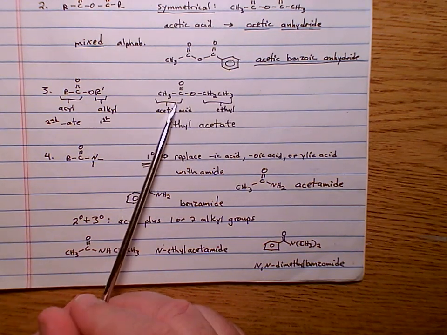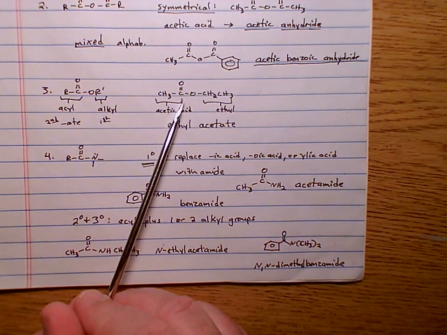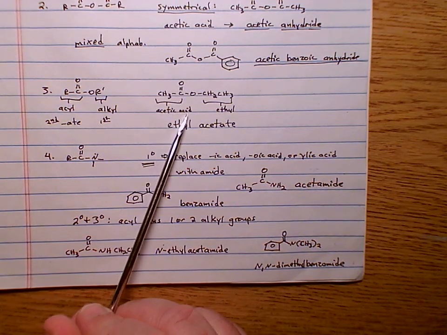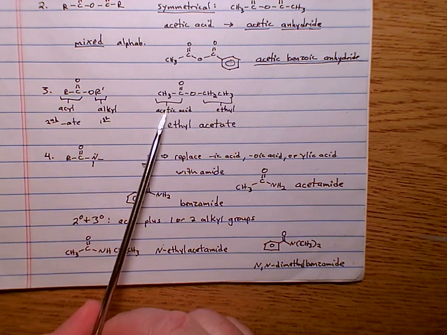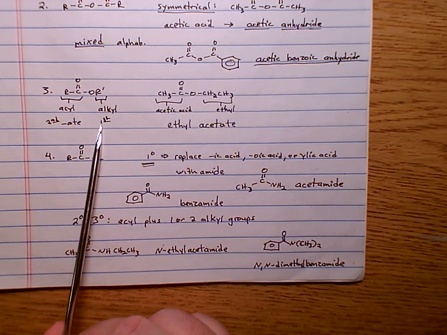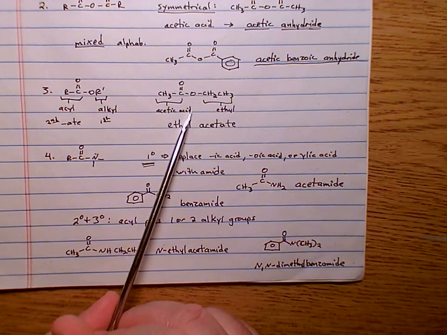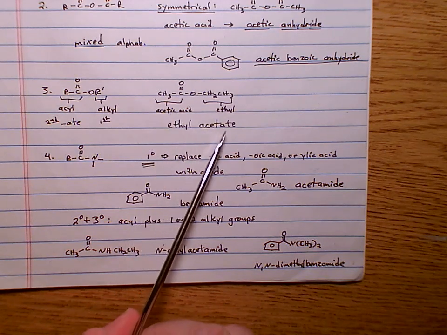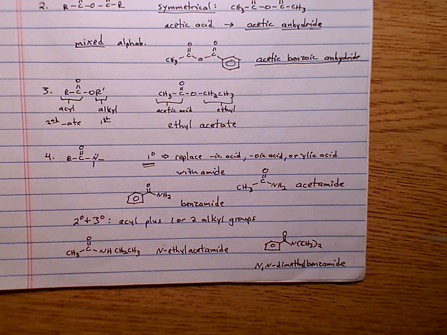What if this were part of a carboxylic acid? Well, it would have been acetic acid. We're going to drop "ic acid" and just add "ate." So the first thing we name is the alkyl group, ethyl. Acetic acid without "ic acid" and adding "ate" is acetate. So this is ethyl acetate. And that's how we name esters.